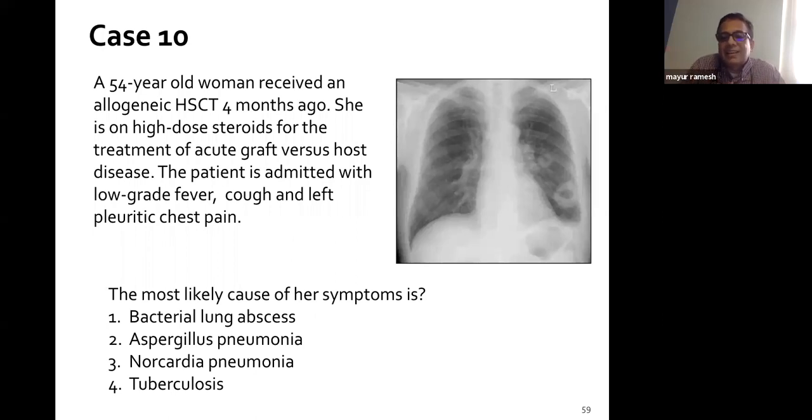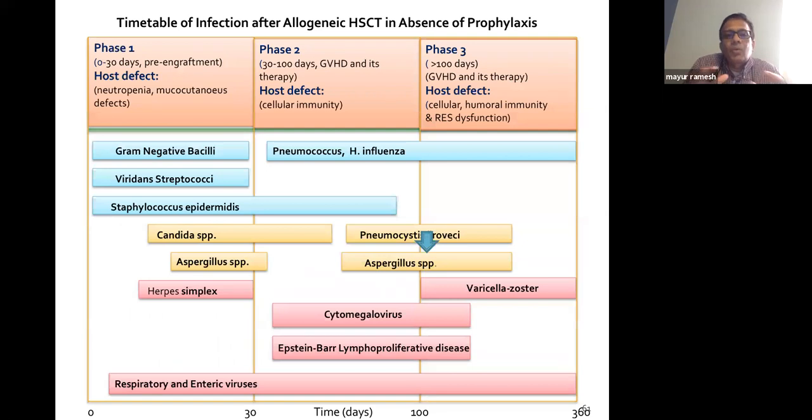And clearly, you can see, it's almost like a CAT scan, even though it's a chest x-ray, you can see a lung infiltrate, which is a nodular infiltrate, and which almost has a halo-like sign. Obviously, it'll be much more visible on a CAT scan. So you don't want to miss Aspergillus in this case. Obviously, you can develop lung abscess, but it doesn't look like it. And Nocardia can mimic that as well. Tuberculosis can mimic, but in this case, the more common stuff is Aspergillus. So what about the timeline when it comes to hematopoietic stem cell transplant in the absence of any prophylaxis?